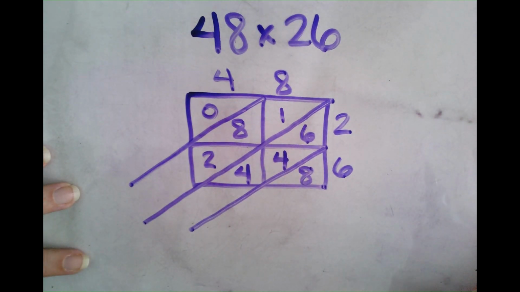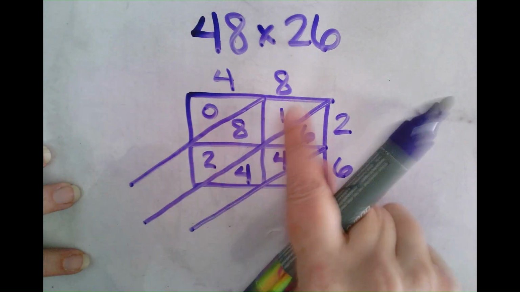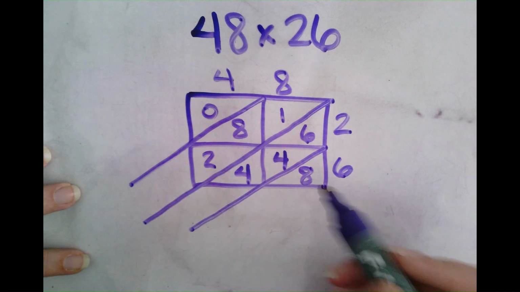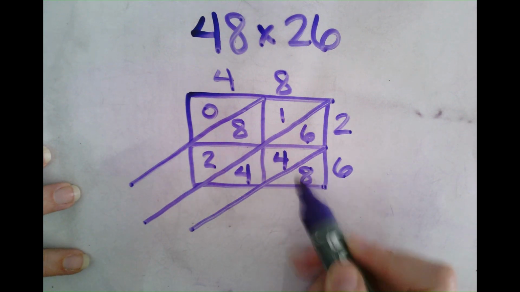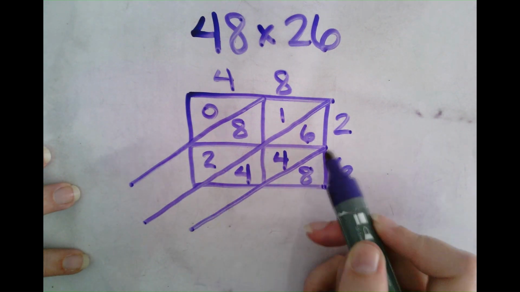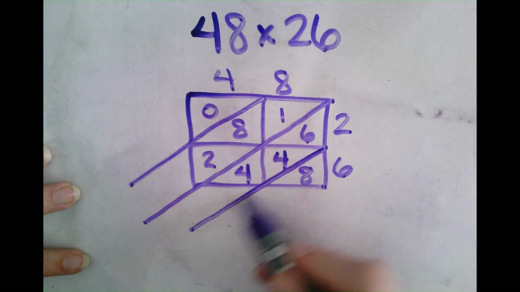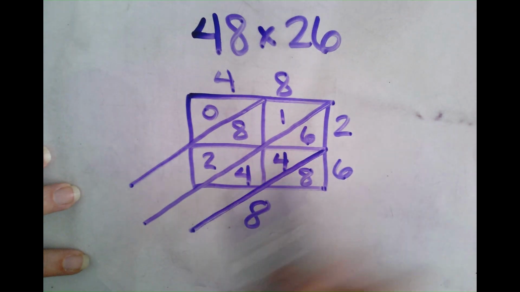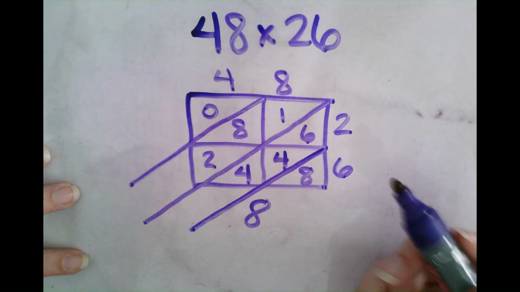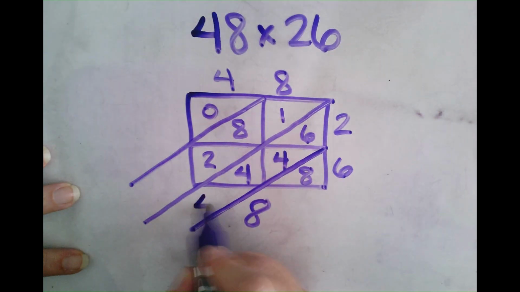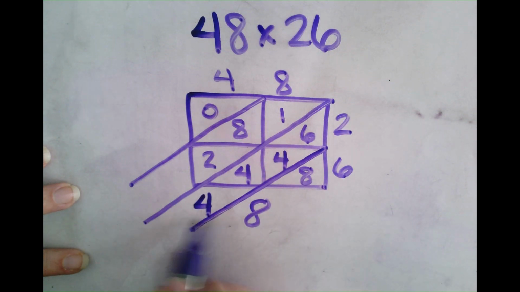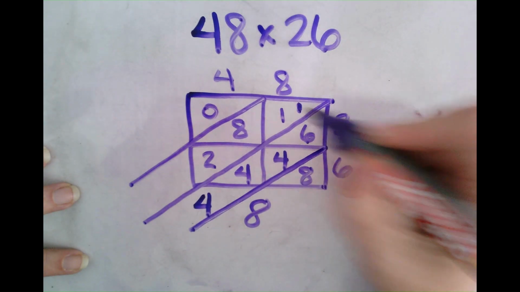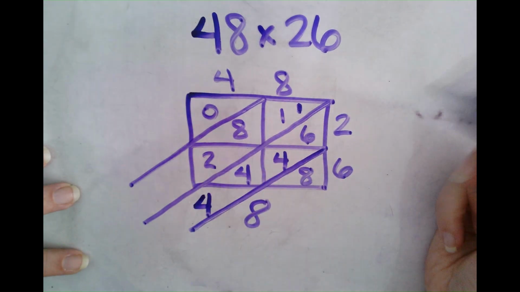Now, the tricky part is when we add, we follow these diagonal lines that we've drawn, and that helps us keep our place values straight. So in the first place value, in the ones place, I'm only going to have this 8 because it's the only number under this line. Then I'm going to add this row together. 6 plus 4 is 10, plus 4 more is 14. I'm putting the 4 from the ones place here, and I'm regrouping that 10 from the 14 into the next row that I'm going to add.